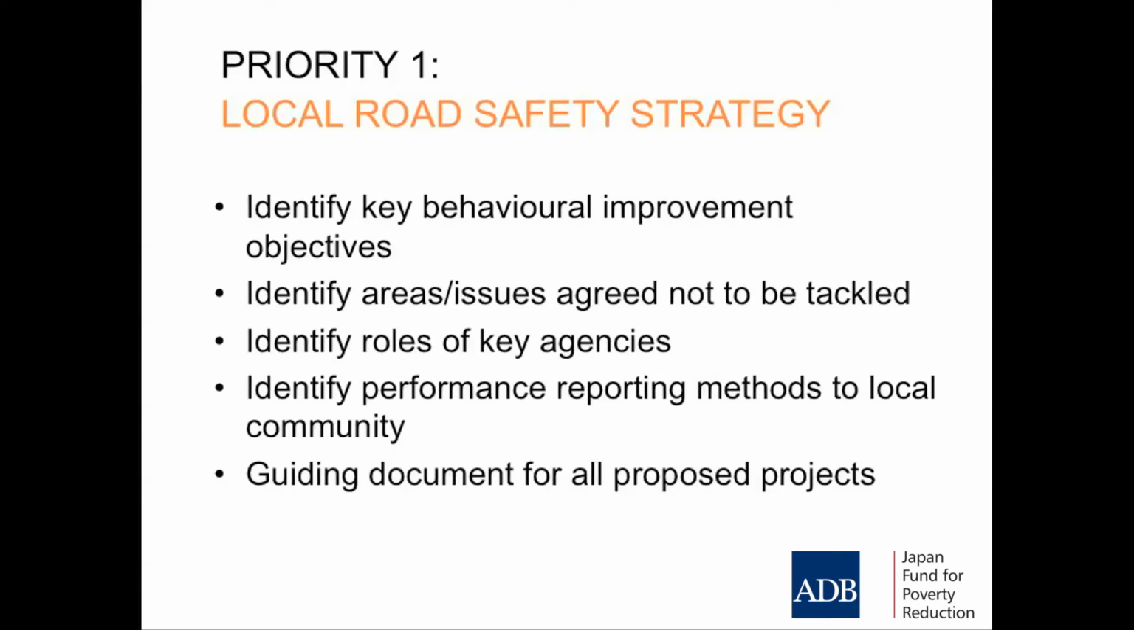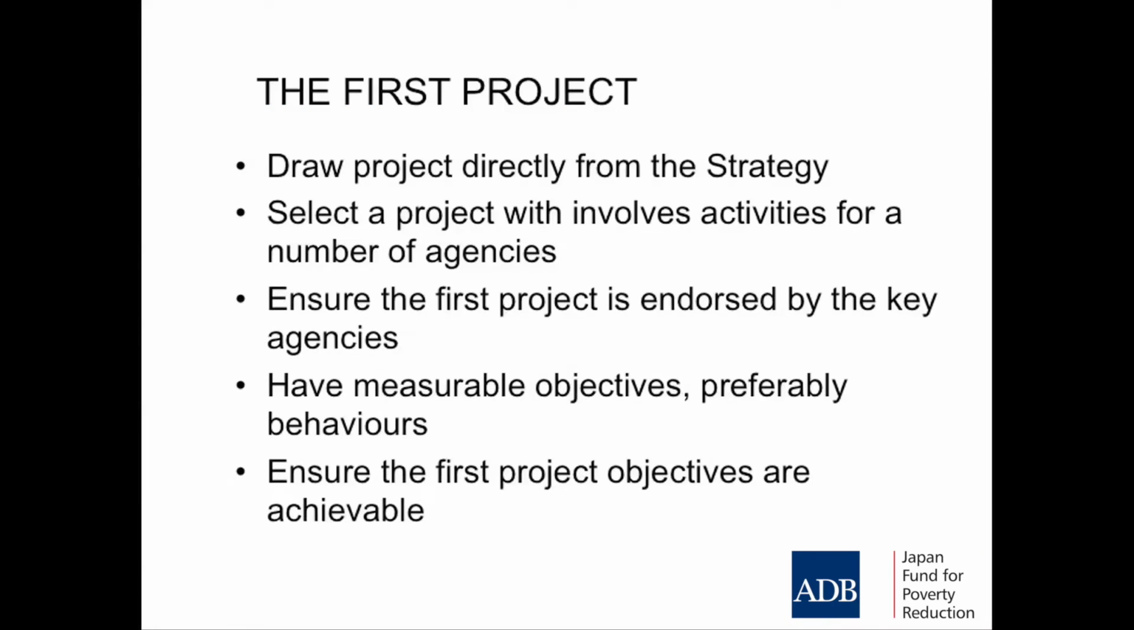And everyone should see the strategy as the guiding document for all proposed projects. Now, what's your first project? Draw it directly from the strategy. Pick a project that involves a number of agencies. All the ones we looked at will involve a number of agencies. It's the speeding, the drink driving, the motorcycles. Don't pick one that's so small that it's only one agency involved. If it's your first project, you want to add enthusiasm. So pick a project where at least 3 or 4 agencies have something to do to help the project.